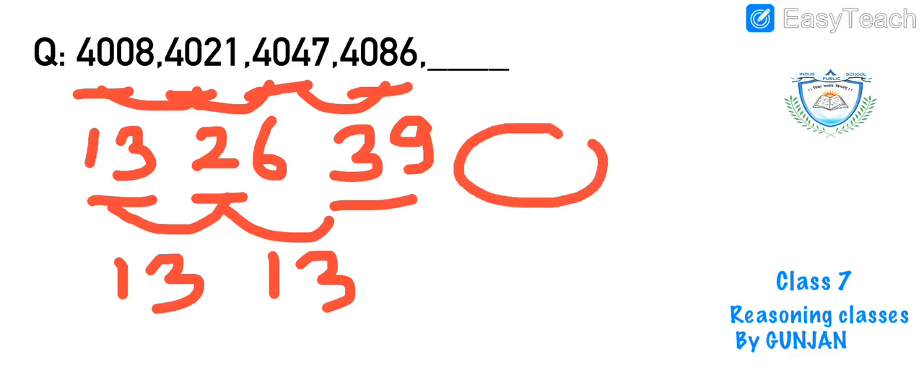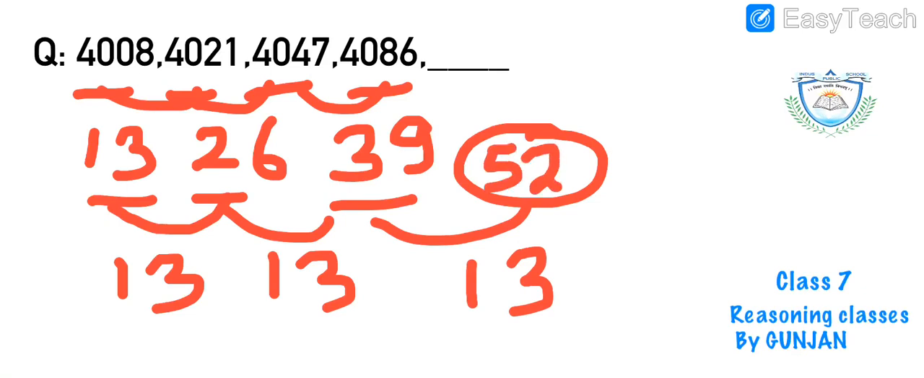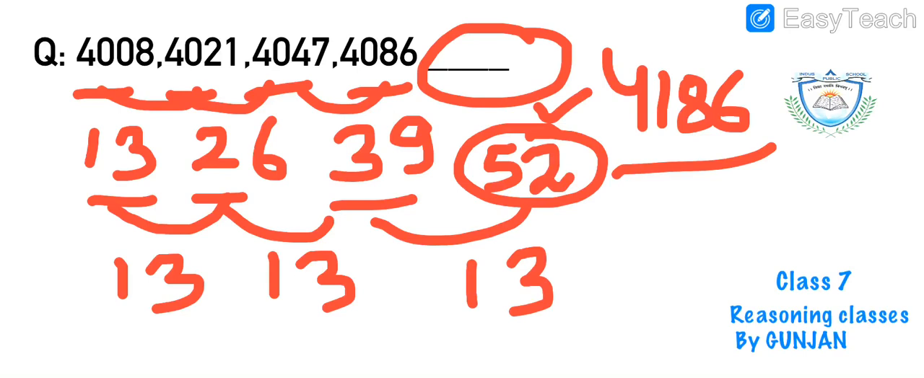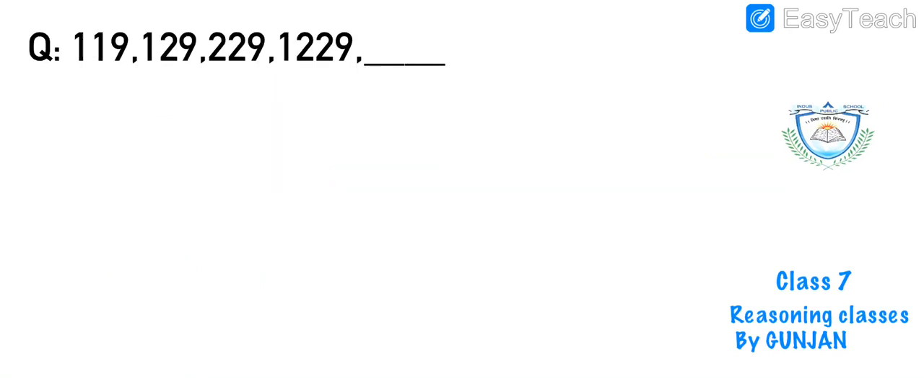So, in order to find out this number, what do we need to do? A difference of 13, where I'll get 52. Now, to find out the answer, I think everyone has got this. Add 52 to 4086, which will give us an answer as 4138. Sorry for the mistake. 4138. Moving ahead, next question.